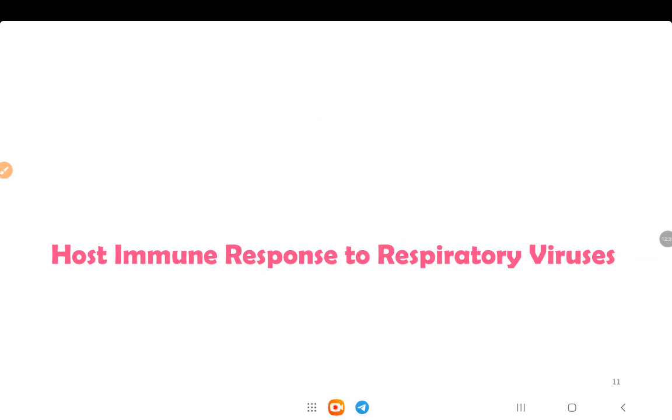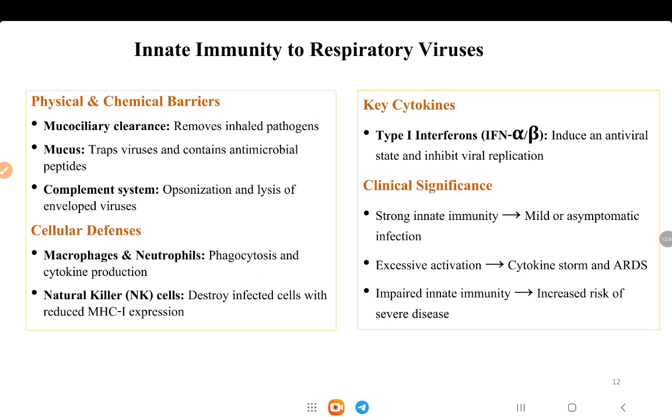Here we talk about the host immune response to respiratory viruses. When a virus starts pathogenesis and replication in the body, two types of immunity develop. The first type is innate immunity, and the second type is adaptive immunity. The host immune response begins with the physical barriers.